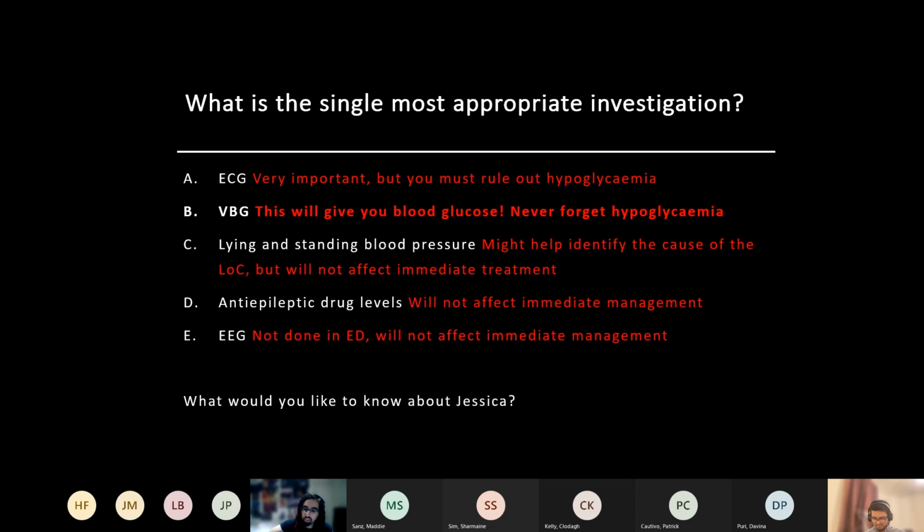So in this case, we don't know how long she was unconscious for. What other things do we want to know about while she was unconscious? Did she hit her head? Very, very important. Was she incontinent? Good. So whilst you're doing your A2E assessment, there's no signs of incontinence, and there's no signs of head trauma. Did she bite her tongue? Very good. No lacerations to the tongue.